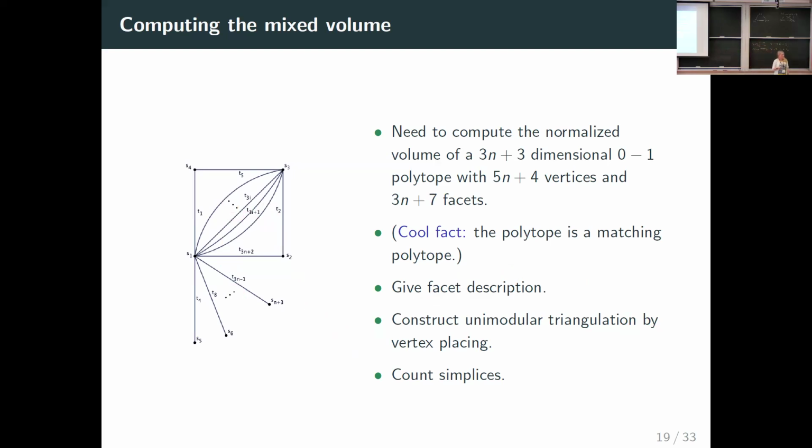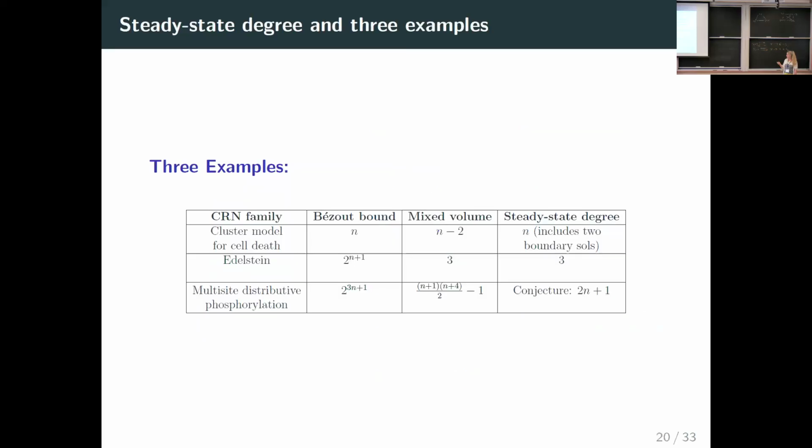All right. So I can summarize those three examples and see the different behavior that we're getting. So, in the cluster model for cell death, I'm getting that basically the mixed volume and the steady state degree are both linear in this n, which is really my sequence of families, not necessarily my variables. All right, we can actually show that we always get exactly 2 boundary solutions, and so that's where the 2 is coming from. The Edelstein, we have sharp between the steady state degree and the mixed volume, and in this multi-site phosphorylation, we have a quadratic for the mixed volume and linear for the steady state degree.